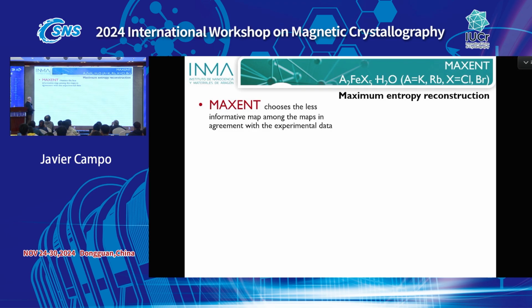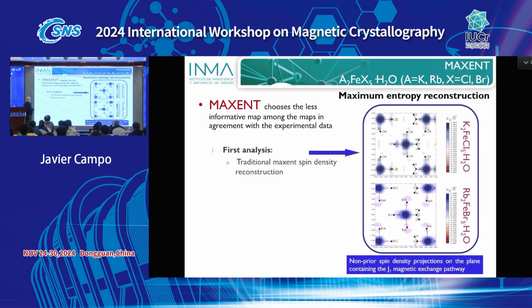And this experiment I show you here, we treat with maximum entropy, and you can see here the first analysis for potassium and rubidium. We can see the main spin density is located at the iron, but we observe some spin density delocalized through the halogens here. This is done with non-prior spin density initially.